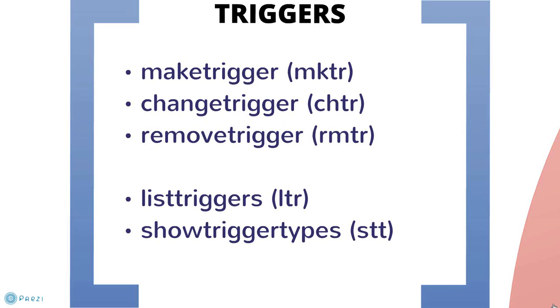We have the list trigger command. As you can imagine, it will list all the triggers that are enabled in the system. And finally, we have the show trigger types command, which will show you all the available trigger types that you can use.